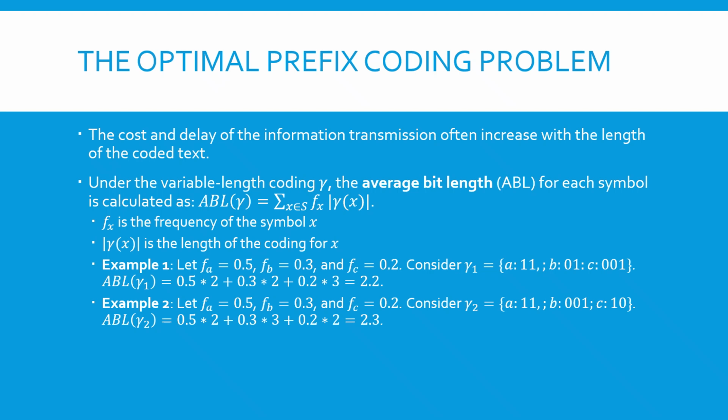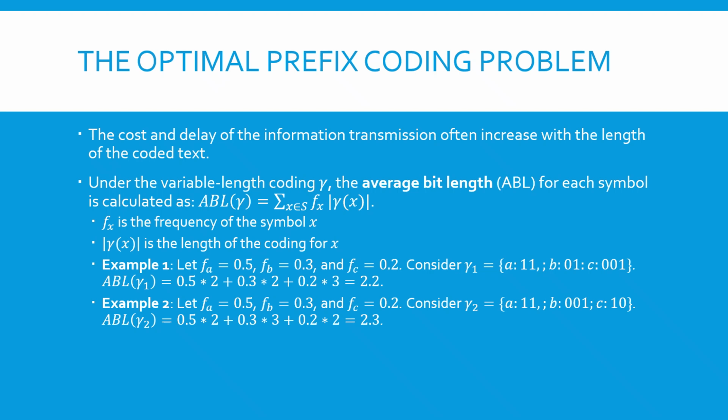For example, consider the alphabet A, B, and C with frequencies 0.5, 0.3, and 0.2 respectively. In the first coding scheme, A is encoded as 11, B as 01, and C as 001. The resulting ABL is 2.2. In the second coding scheme, A is encoded as 11, B as 001, and C as 10. The resulting ABL is 2.3.